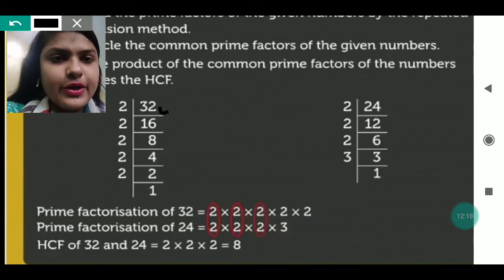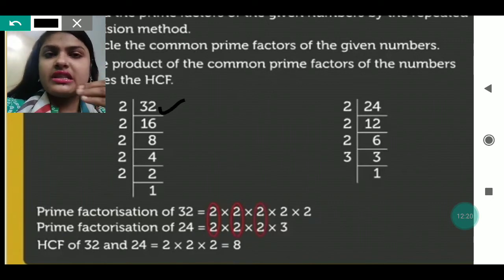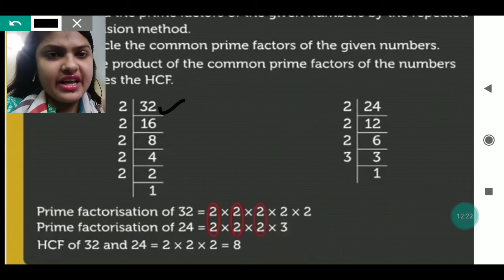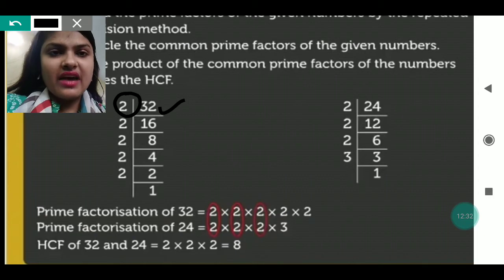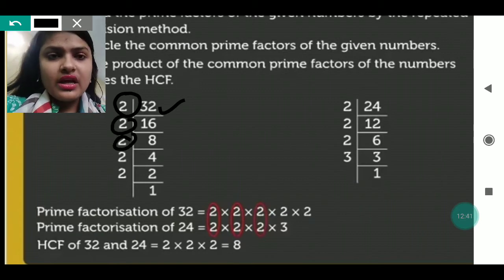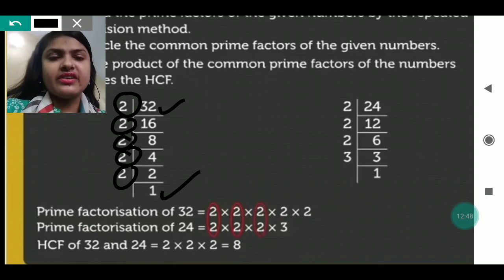It means that like 32 is given. Again and again continuously I am dividing, first taking the smallest prime number, that is 2. Smallest prime, even number, 2 I have taken, and with 2 I have divided this. Dividing 32 by 2, I have got 16. Then 16 by 2, I have got 8. Then 8 by 2, I have got 4. Then 4 by 2, I have got 2. And then 2 by 2, I have got 1. I continued the division till I got 1.